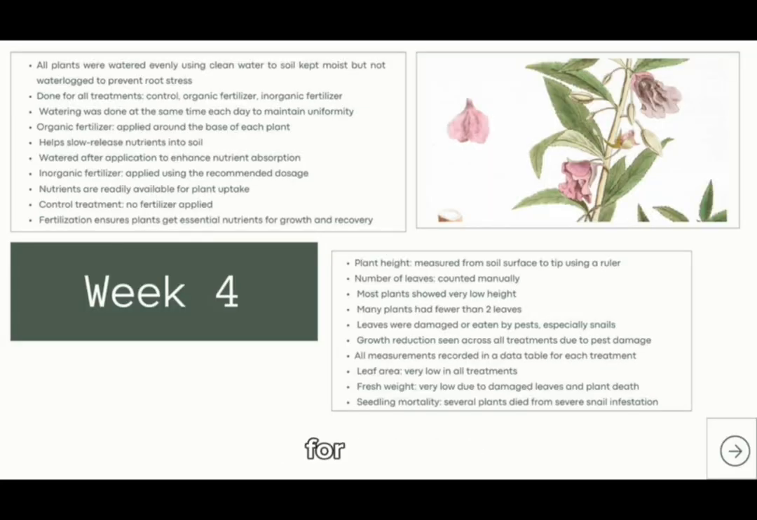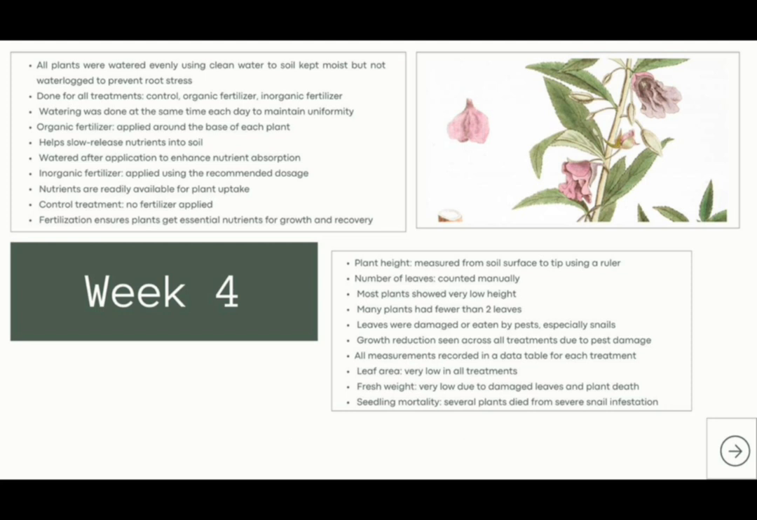Hello everyone. For week 4, all plants were watered evenly using clean water until the soil was moist but not waterlogged. This was done for all treatments, including the control, organic fertilizer and inorganic fertilizer, to maintain consistent conditions. Next, organic fertilizer was applied around the base of the plant according to the recommended amount and then watered to help nutrient absorption. Inorganic fertilizer was applied using the correct dosage. For the control treatment, no fertilizer was applied.